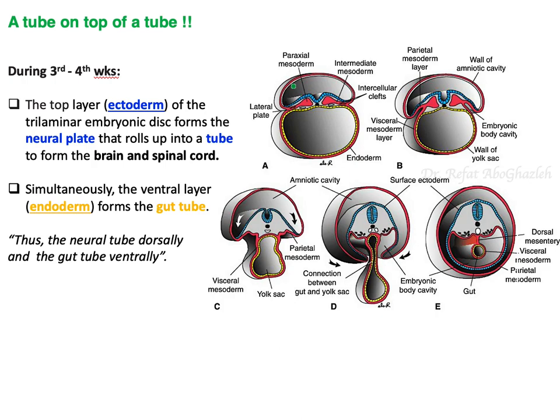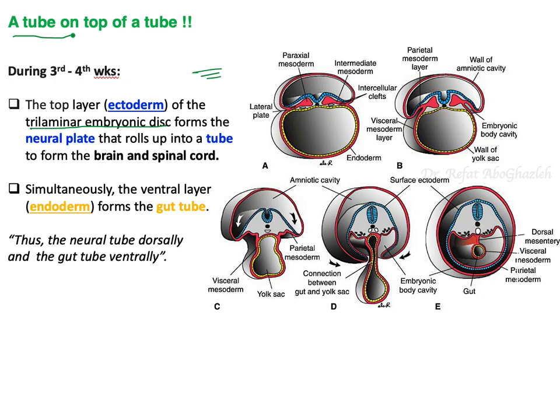the trilaminar embryonic disc. Trilaminar embryonic disc comes from the three layers above each other. And you see here, this embryonic disc forms from three layers. The upper one, the blue one, is the ectoderm. In the middle, there is mesoderm. And here you can see the yellow one, the third layer, which is the endoderm.